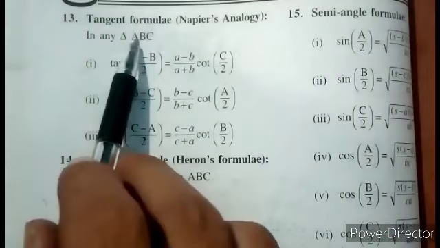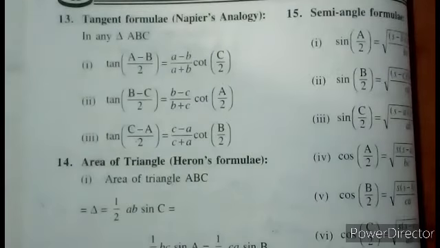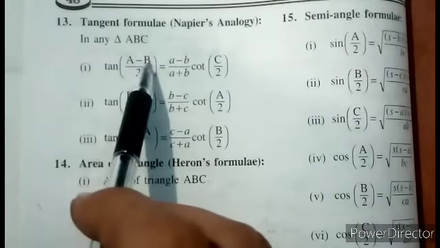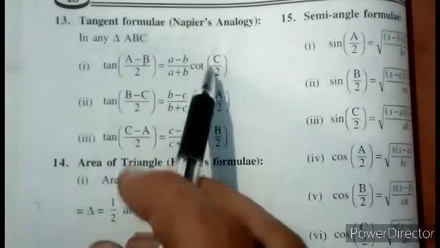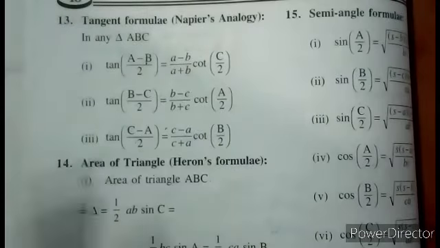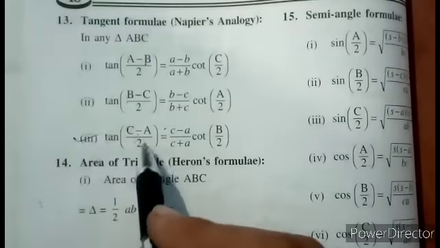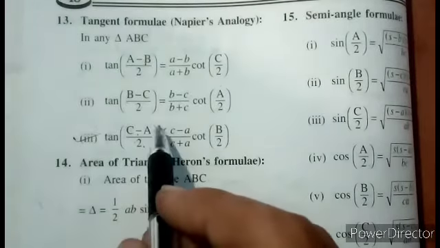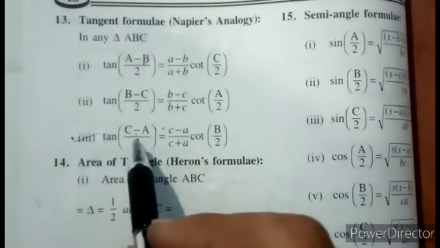In any triangle ABC, tan((A minus B)/2) is equal to the opposite side of A, that is small a, minus the opposite side of B, that is small b, upon a plus b, multiplied by cot(C/2). Similarly, tan((B minus C)/2) is b minus c upon b plus c, cot(A/2). Also, tan((C minus A)/2) is equal to c minus a upon c plus a, multiplied with cot(B/2).